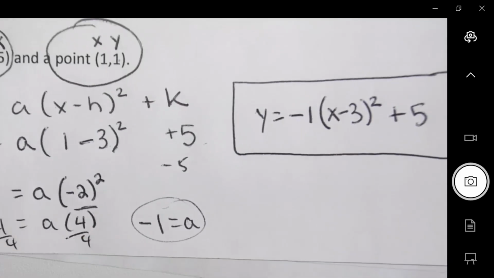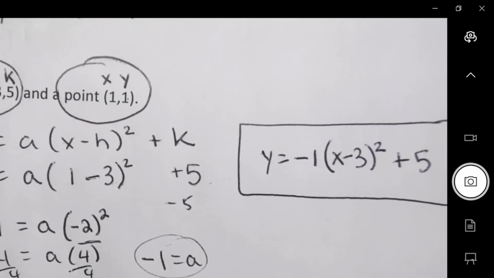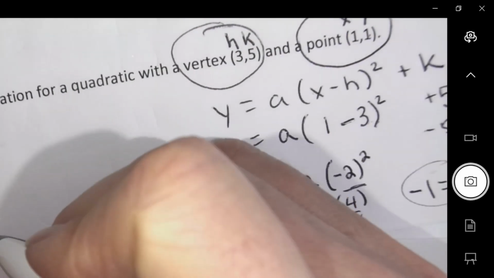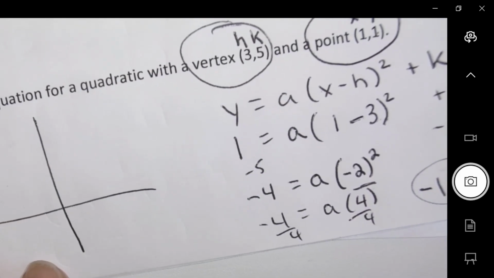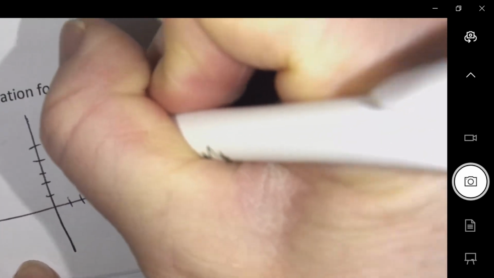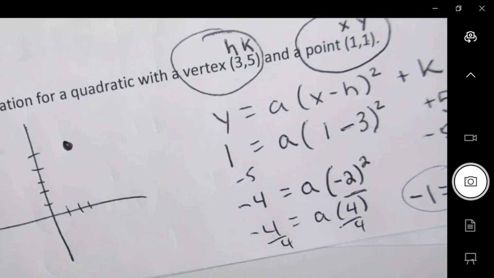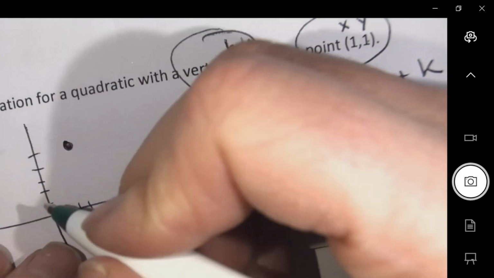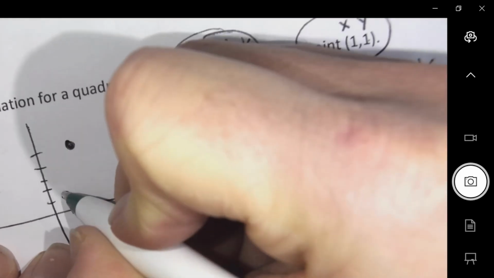Okay, you don't need to do this. I'm going to do this because I'm going to show you the connections to what we've been doing, the visual connections. So here's a vertex at 3, 5. You don't need to write this. Just watch for a second. The vertex is there, and I have a point at 1, 1.